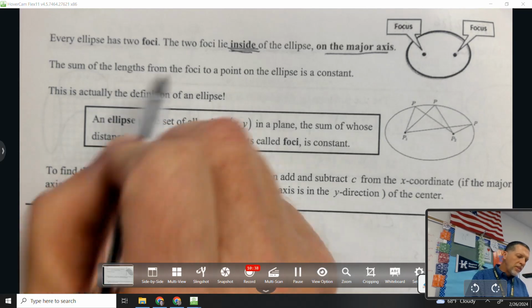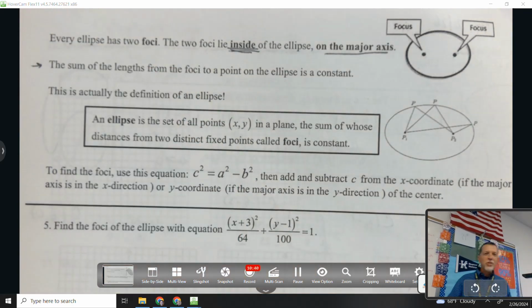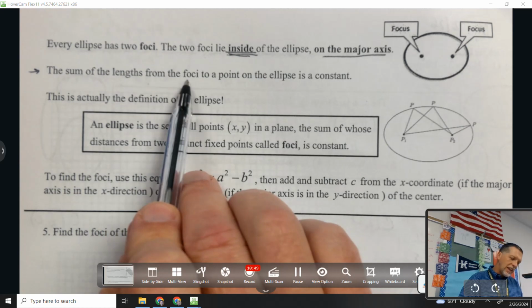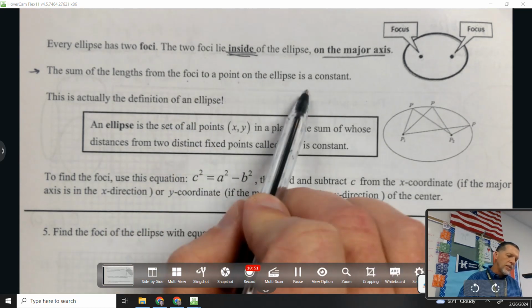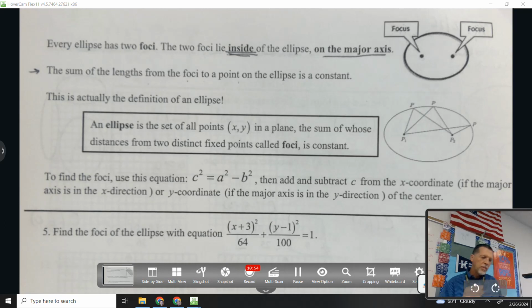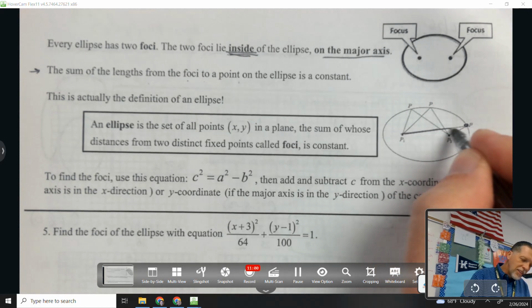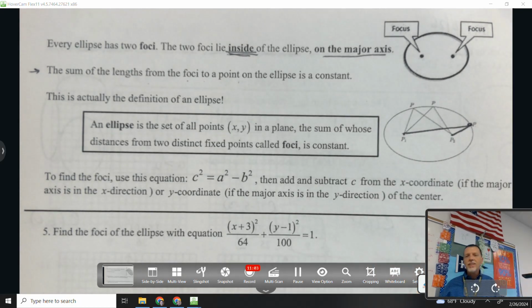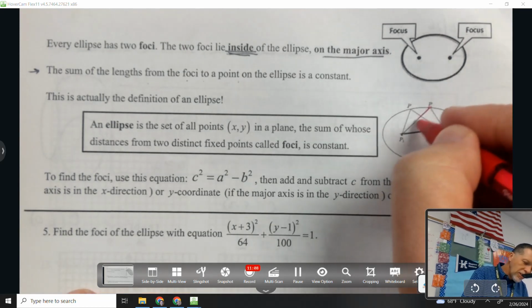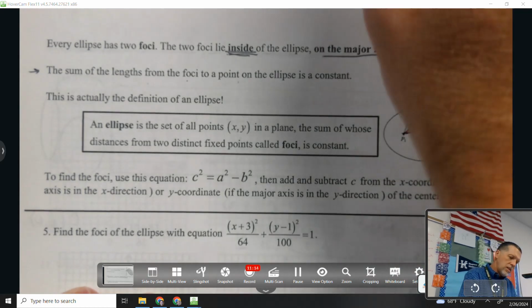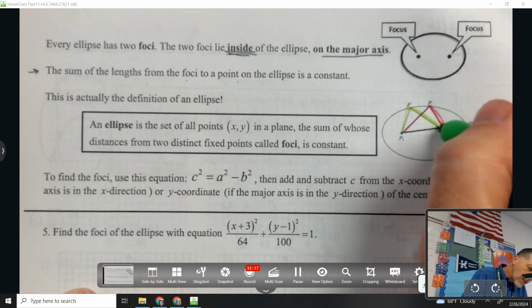This is one definition of an ellipse, and if you use this definition, you can come up with an equation. The sum of the lengths from the foci to a point on the ellipse is constant. If you look at this picture, that distance plus that distance is a constant number. Even though this point over here is different, the sum of those two distances is always the same.